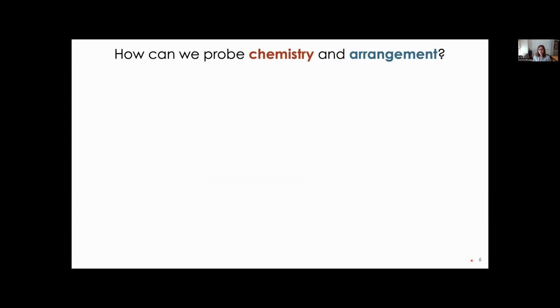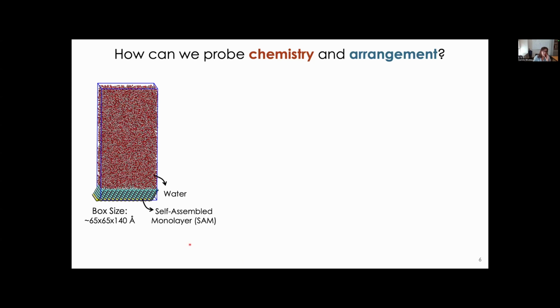So the setups that I'm going to use to probe both chemistry and arrangement are going to look something like this. We've created a self-assembled monolayer, or a SAM surface, and it's roughly about 6.5 nanometers or so. It's placed as though it was functionalized onto a gold nanoparticle, but in this case, to simplify our system and to make it computationally tractable to simulate, we've basically removed the gold and we're only simulating the SAM surface. Then we're placing a large column of water on top in order to make sure that the SAMs don't interact with their periodic images.